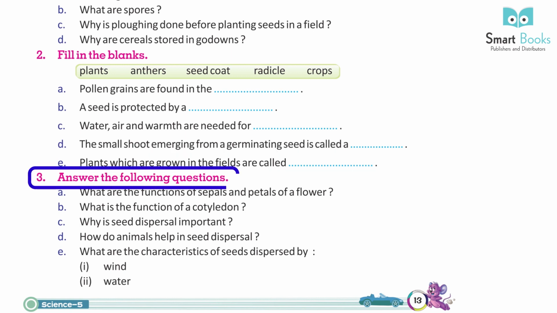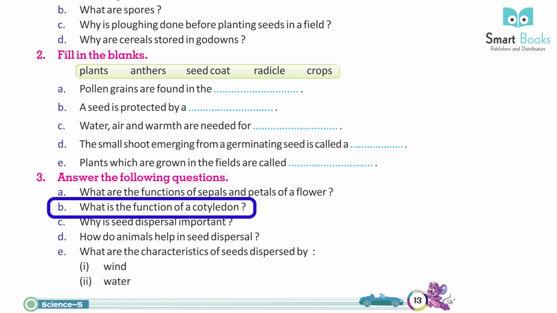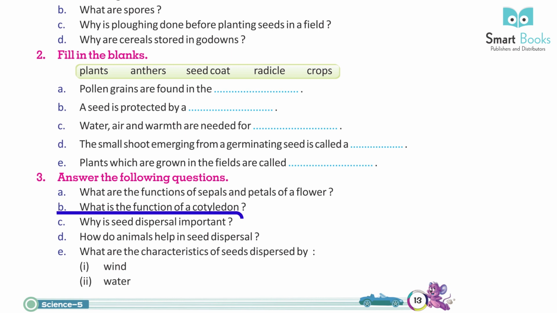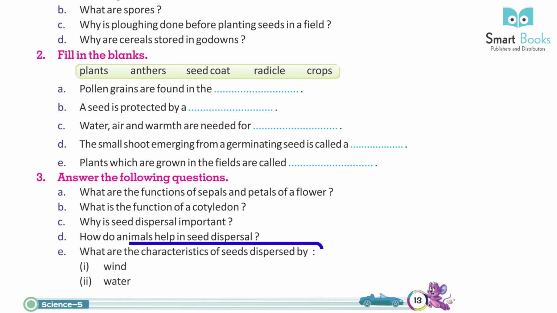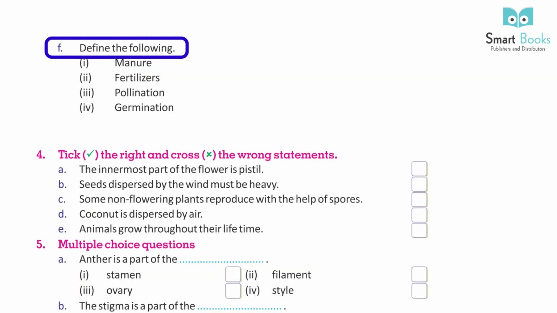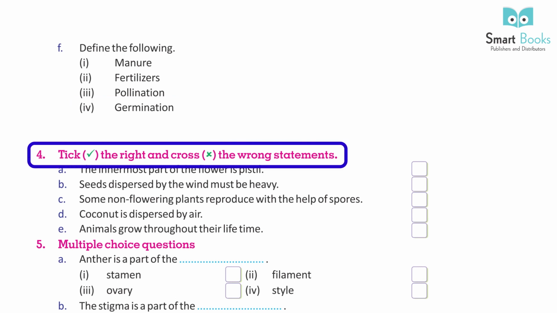3. Answer the following questions. A. What are the functions of sepals and petals of a flower? B. What is the function of a cotyledon? C. Why is seed dispersal important? D. How do animals help in seed dispersal? E. What are the characteristics of seeds dispersed by 1. wind, 2. water? F. Define the following: 1. Manure, 2. Fertilizers, 3. Pollination, 4. Germination.